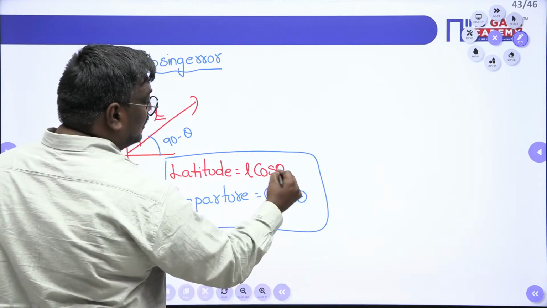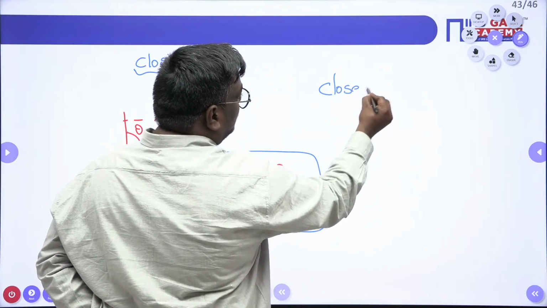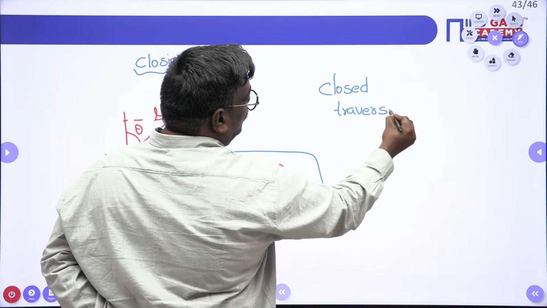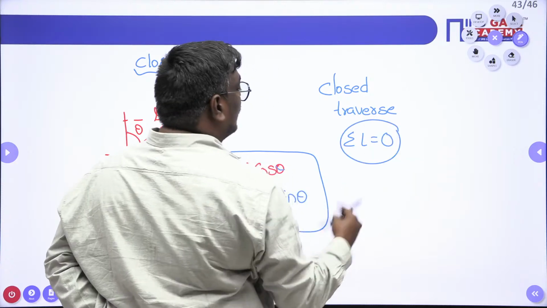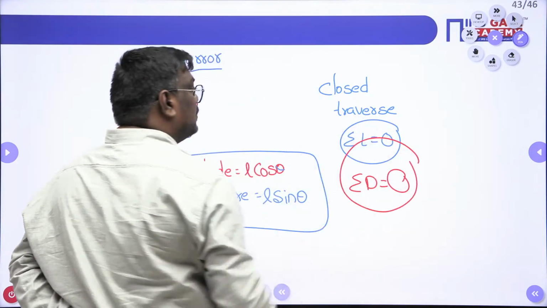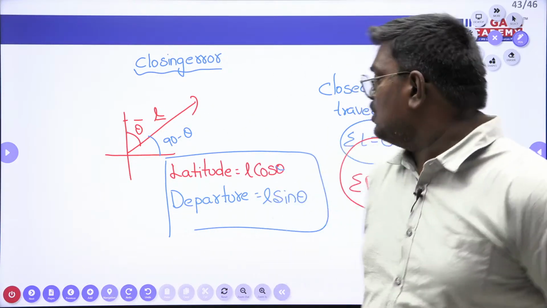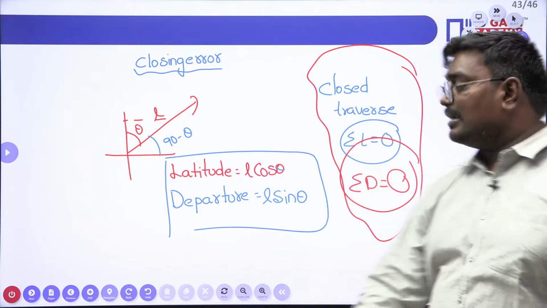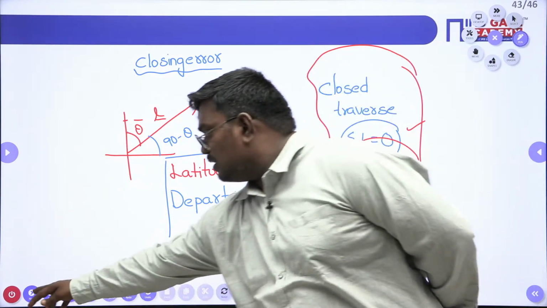And remember, if they give you in the problem that it is a closed traverse, you have to say that the sum of the latitudes is equal to 0 and the sum of the departures is equal to 0. What I would like to tell you is, the sum of latitudes is equal to 0 and sum of departures is equal to 0 in a closed traverse.